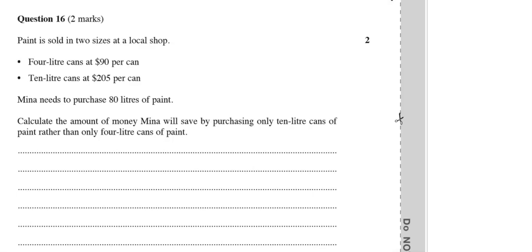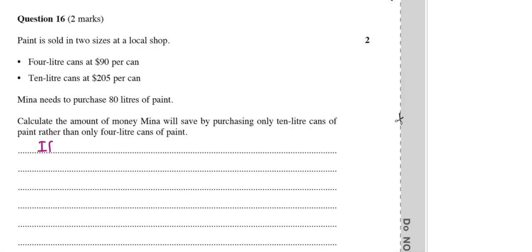Question 16. Paint is sold in two sizes at a local shop, 4-litre cans at $90 per can and 10-litre cans at $205 per can. Mina needs to purchase 80 litres of paint. Calculate the amount of money Mina will save by purchasing only 10-litre cans of paint rather than only 4-litre cans of paint. Pause here to try yourself.